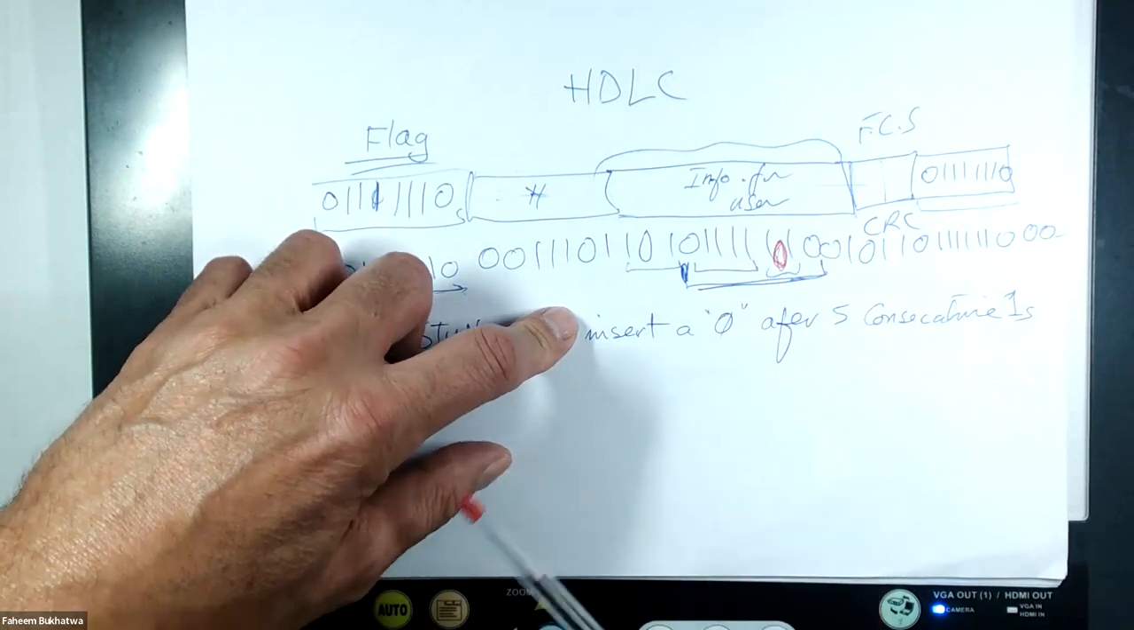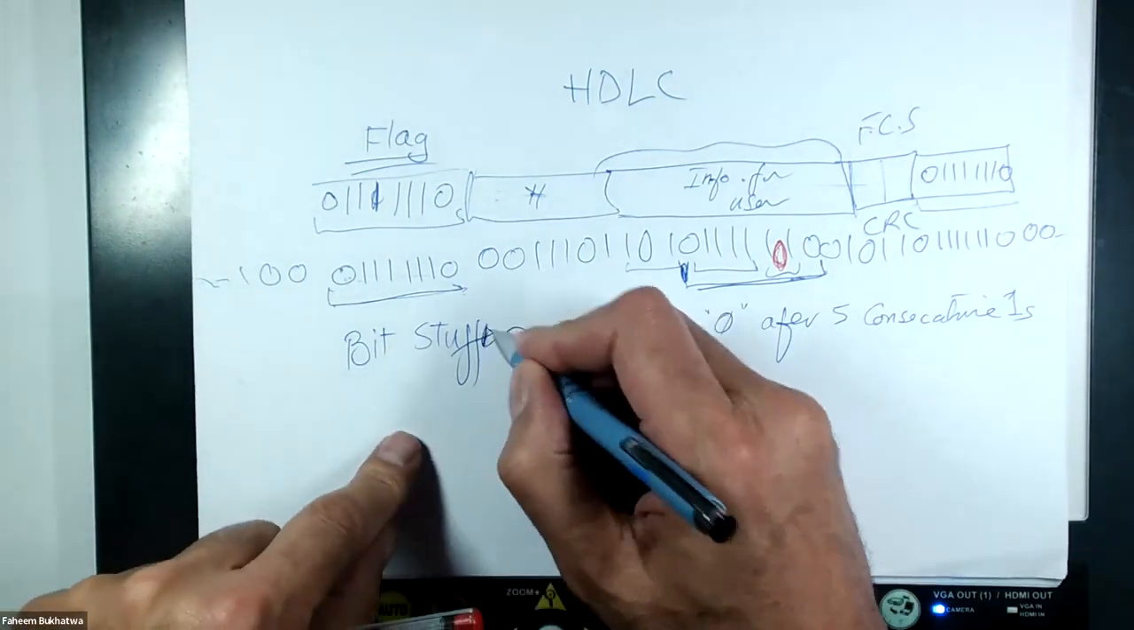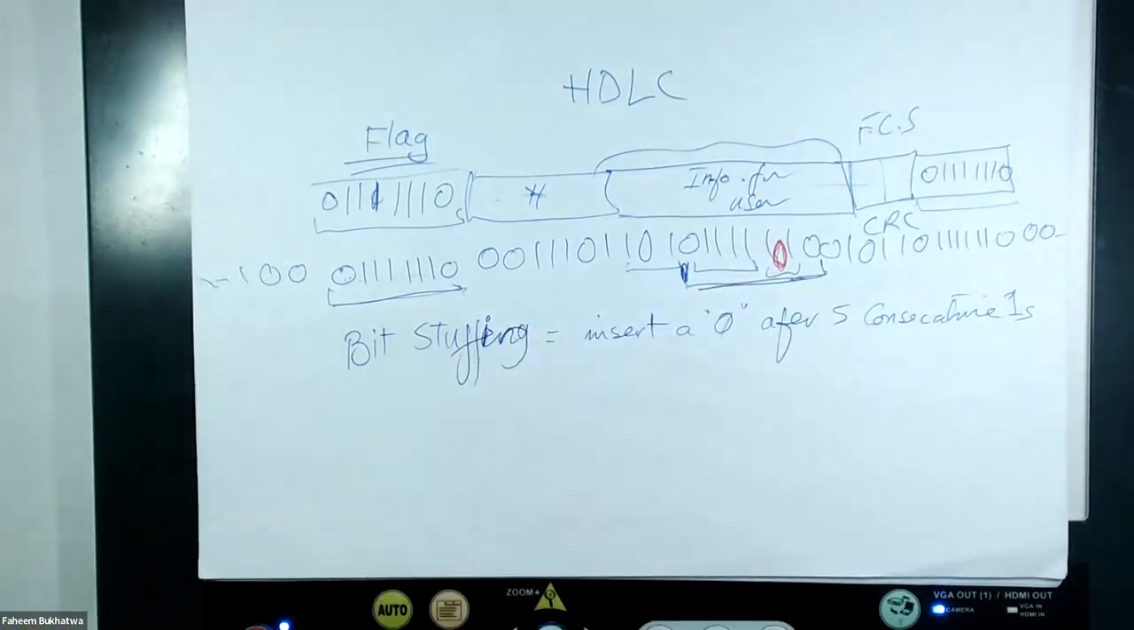So this 0 is not really part of the user data. It was inserted by the sender for the function called bit stuffing. Bit stuffing is inserting a 0 after 5 consecutive ones. There might be a few runs of 5 consecutive ones in a frame, so every 5 ones, it will insert a 0. If it finds 100 ones, there'll be a few zeros inserted, a 0 after every 5 consecutive ones. This is called bit stuffing.